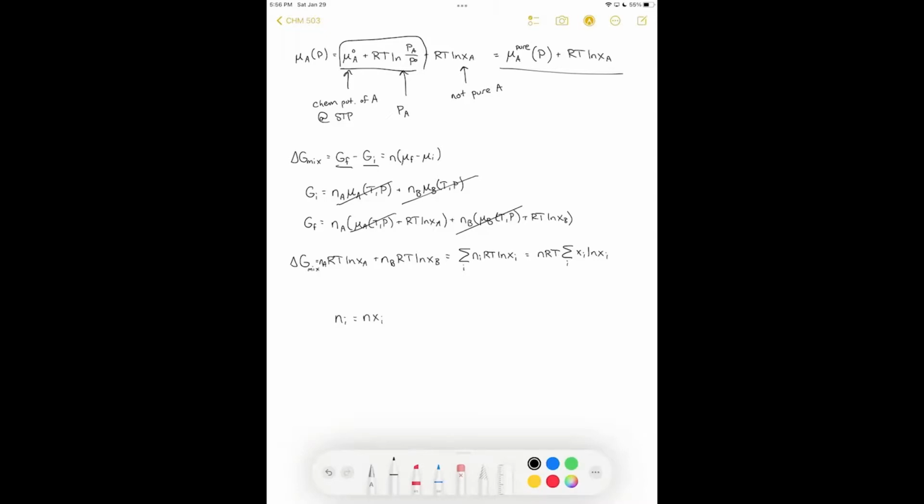Now, what can we note for this? What's the mole fraction? Well, the mole fraction is necessarily a fraction. And so that means we're taking the natural logarithm of a number that's less than 1, and that is always negative.